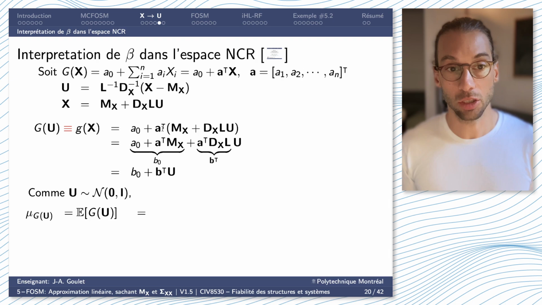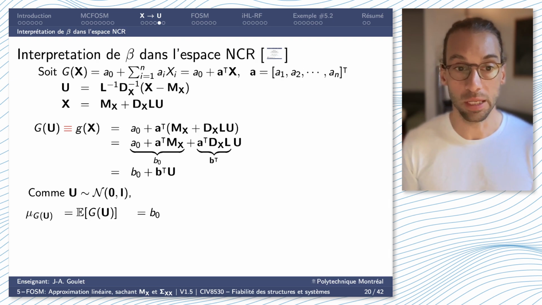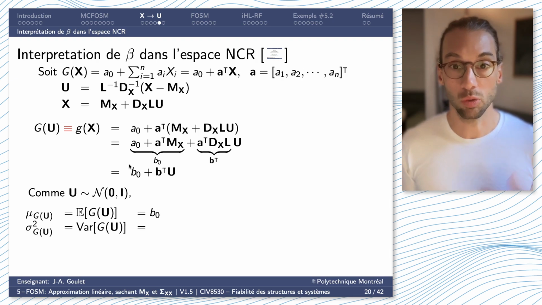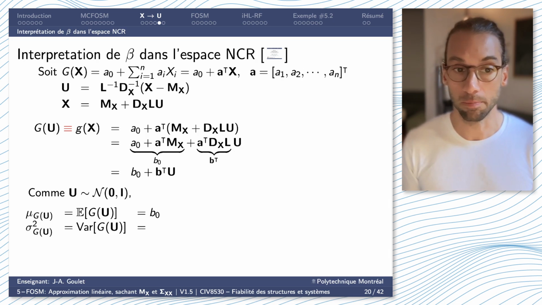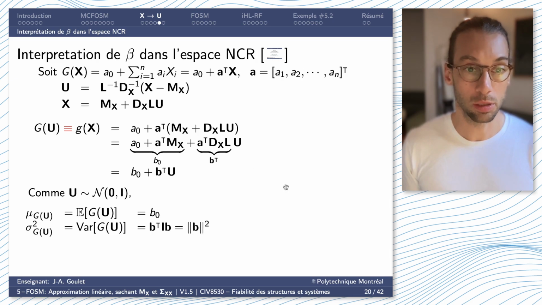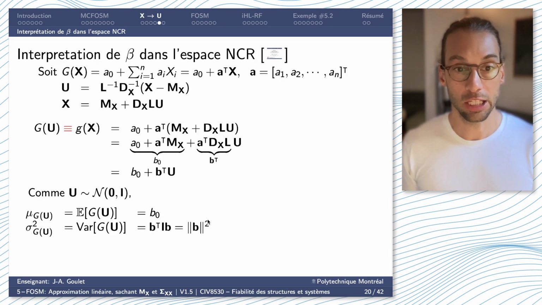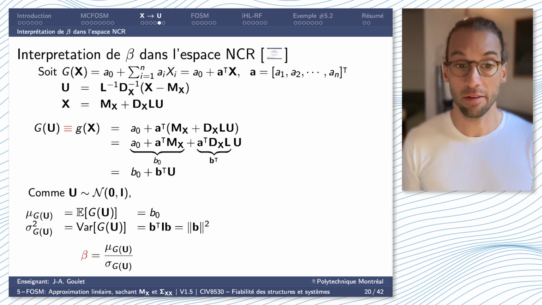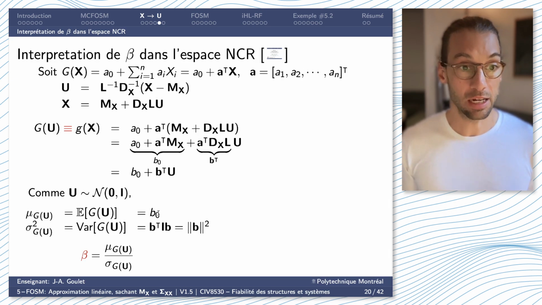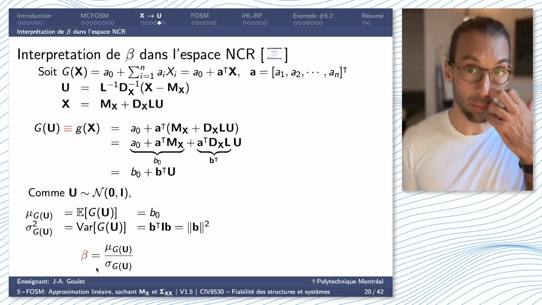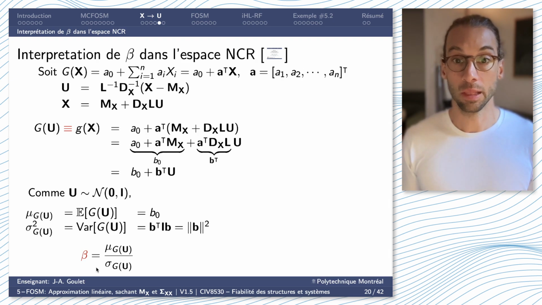Is going to be my constant part, so it's going to be simply my B0. If I want to compute what's going to be my variance for G of U, I'm going to have my B transpose times the covariance for U, which is the identity, times B. So B transpose times identity times B is going to be the square of the norm, or the length, of my vector B.